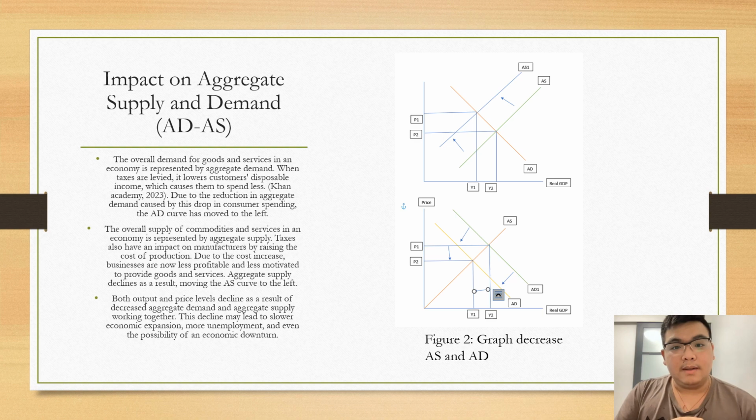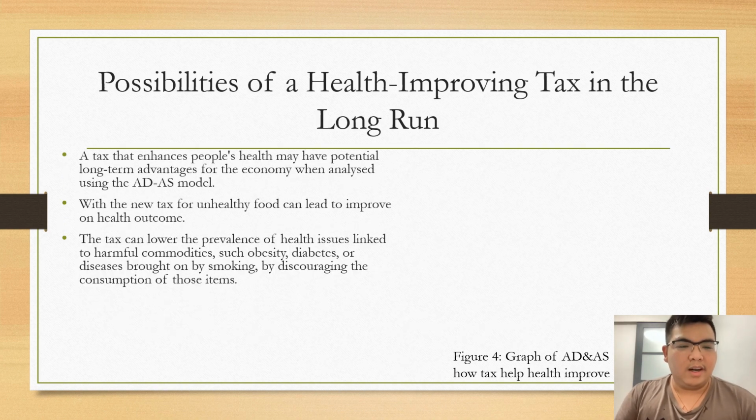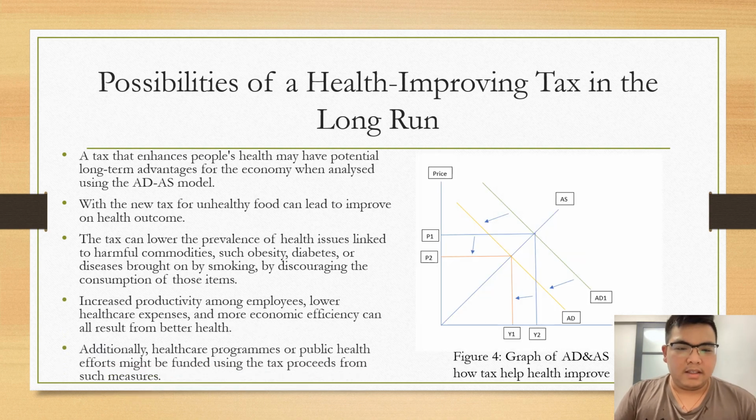Let's move to the next one. The next one is the possibility of a health-improving tax in the long run. As you can see on the right, there is a graph of the AD and AS as well. A tax that enhances people's health may potentially be a long-term advantage for the economy. This is because when analyzed using the AD and AS model, we found that if the new tax on unhealthy foods is increased, people will want to buy healthy food because now healthy food is cheaper.